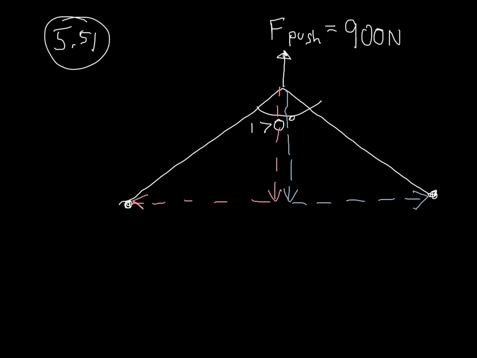I need to find some angles. Can I find the top angle in that right triangle? Yes. How? It's half of 170. What's half of 170? 85. So each one of these angles is 85 degrees.